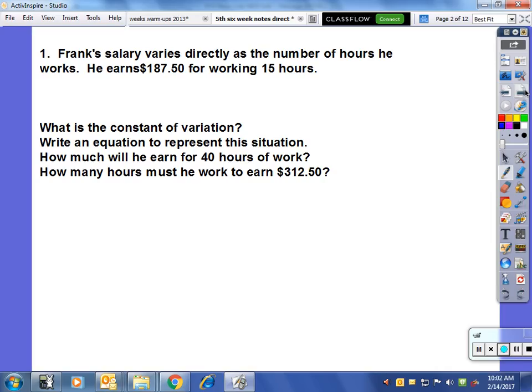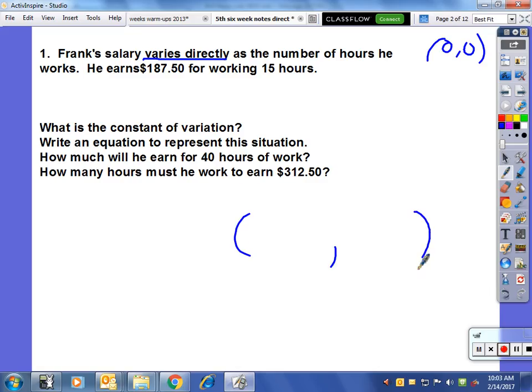How do I know it's direct variation? Because it says it right here. As soon as you see that, you need to think, oh, that's one of those special lines. It has to go through 0, 0. And I only need 1 point, and I can write the whole equation. Normally we need 2 points, but not on direct variation, because remember, the other point we automatically know is 0, 0. Now here's my dilemma. I've got a money amount and a time amount.